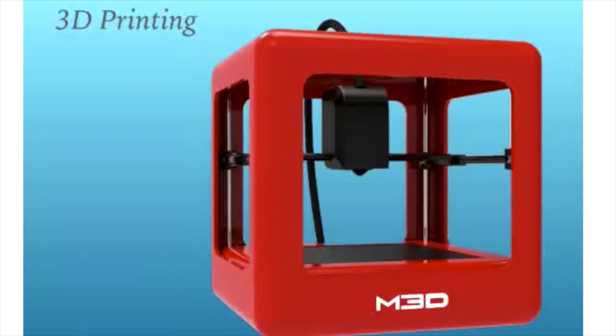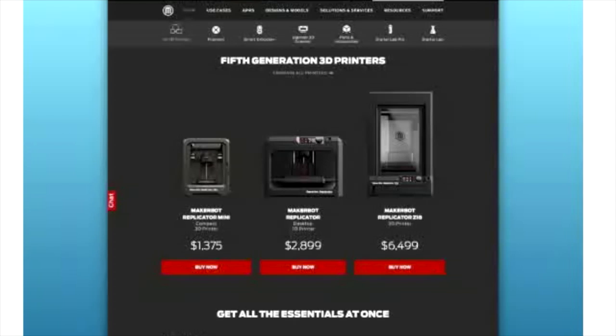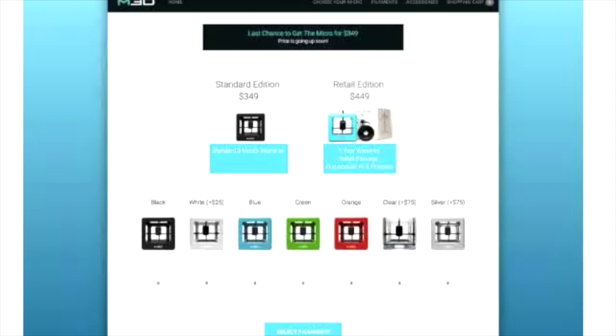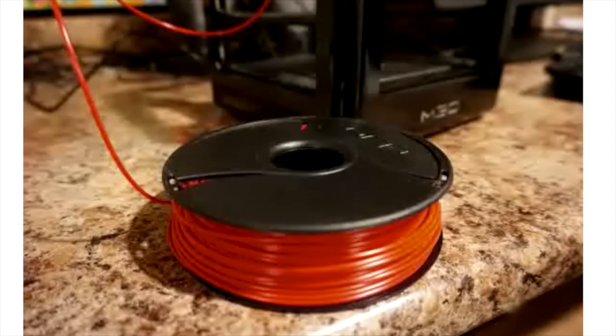There are two different companies that I will be discussing today. The first is MakerBot, which is a more expensive printer, ranging in price with the model you choose from over $1,000 to around $7,000. The other company is Micro 3D, which is a smaller printer that starts at a price of $350. These prices also don't include the cost of filaments, the material that is used for printing, which can cost between $15 and $20 depending on the type and color.